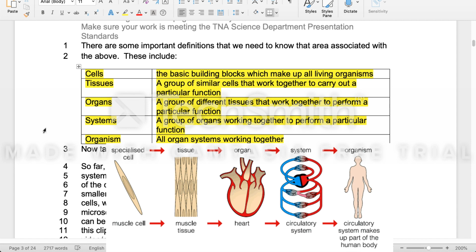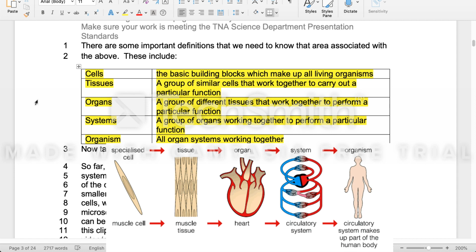When you have a bunch of cells together, look at the definition of tissues: a group of similar cells that work together to carry out a particular function, okay? So when you have a bunch of these cells together, the important part is that they have to be similar. You can't have heart tissue and muscle tissue and stomach tissue in one place and expect them to create an organ, right? Because organs have a very specific job, okay?